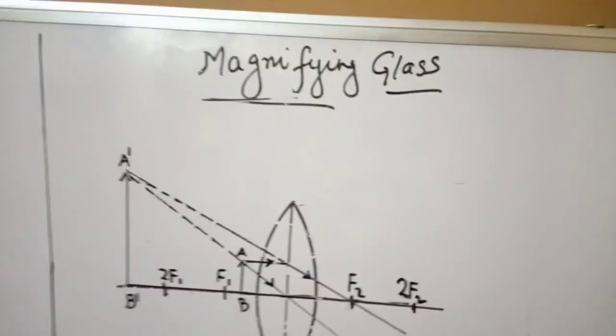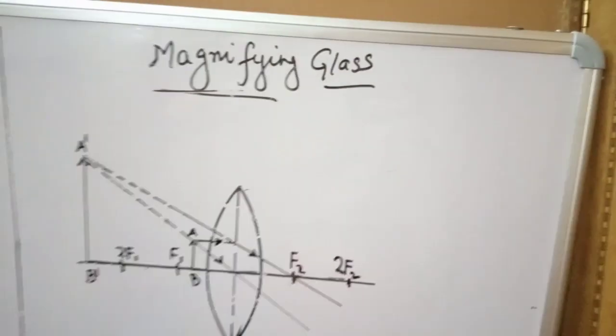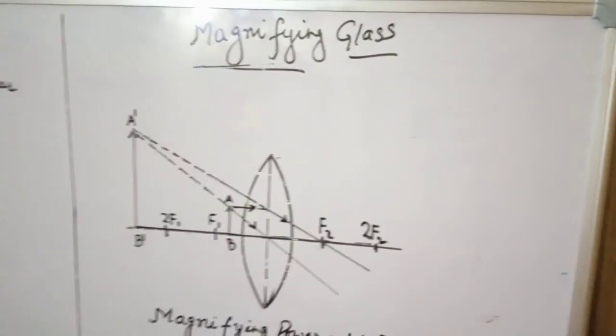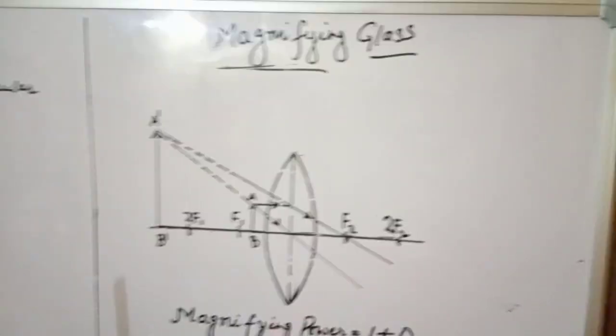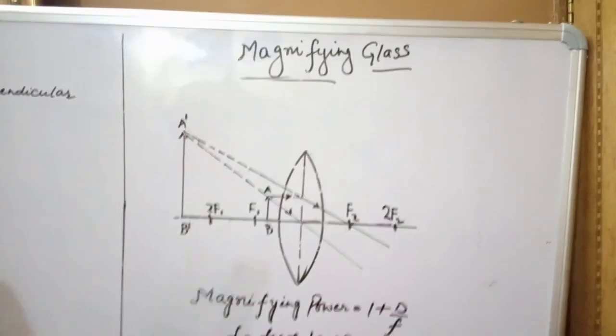Next topic is magnifying glass or simple microscope. In lower classes, in the geometry box, there is one small lens. What is the function of that lens? To see a small object in bigger size. So today we will study that magnifying glass. That glass is nothing but a convex lens.